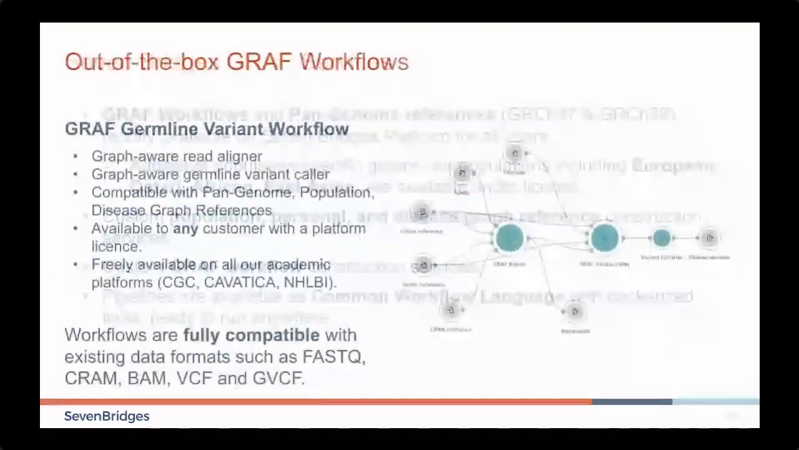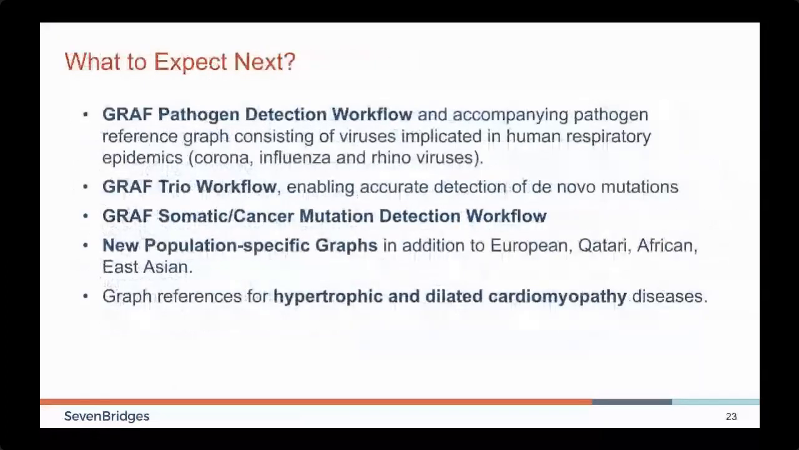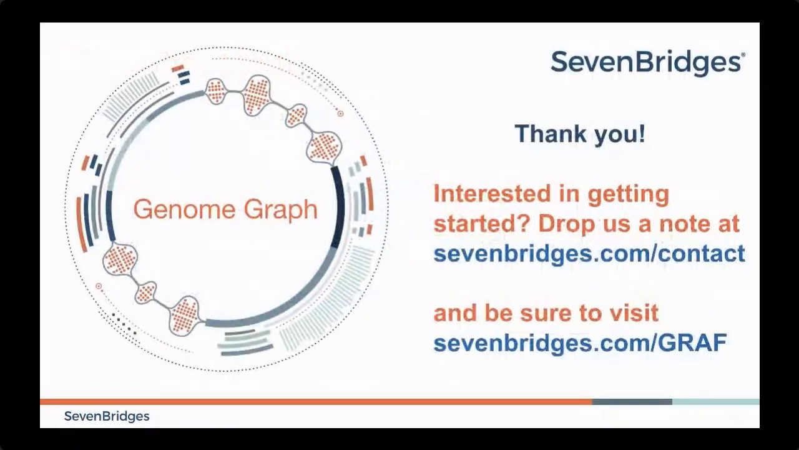And the answer is absolutely. We actually have ongoing collaborations where we are looking at disease, hypertrophic cardiomyopathy to be exact, and in those cases we are making disease graphs whose purpose is exactly as you say, the focused analysis of disease-causing gene regions. So yeah, I hope that answers your question. If it doesn't, feel free to put a follow-up in the chat window.